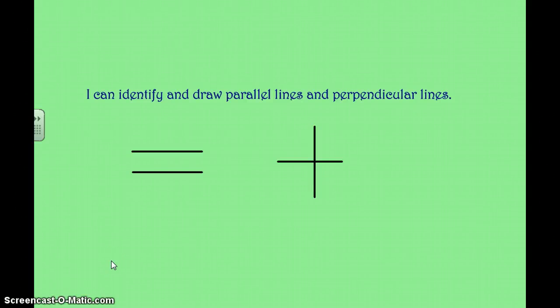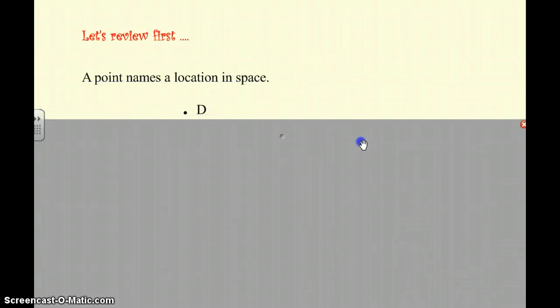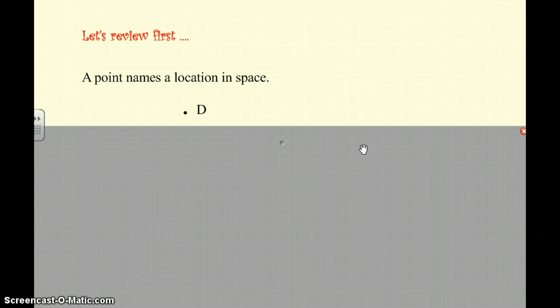Hi boys and girls, today we're going to learn how to identify and draw parallel lines and perpendicular lines. Alright, we're going to start off with a little bit of review, okay? So if you remember, we've been studying different parts of geometry.